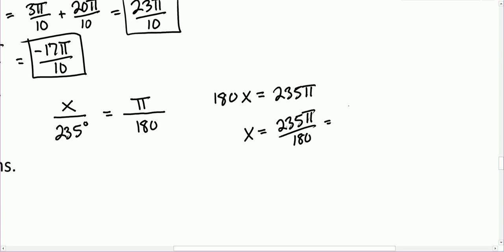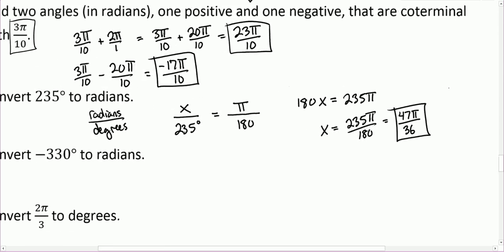and the rest is just trying to reduce our fraction. So we're thinking of a number that goes into both 235 and 180. 5 goes into both. 235 divided by 5 is 47. And 180 divided by 5 is 36. 47 is prime, so that is as good as we can get. That's equal to 235 degrees.